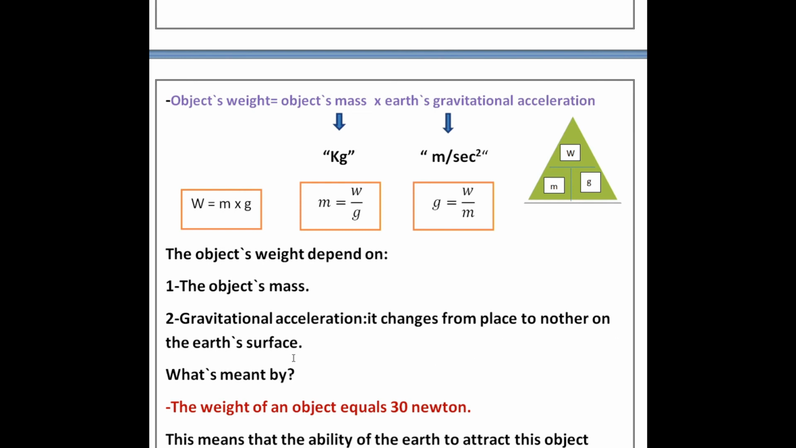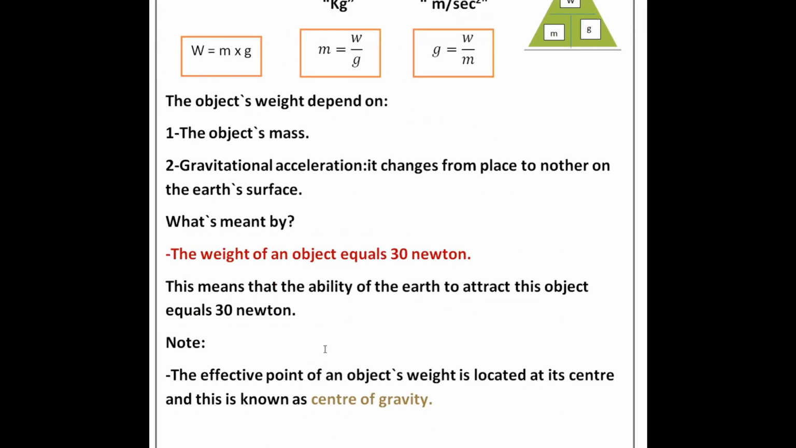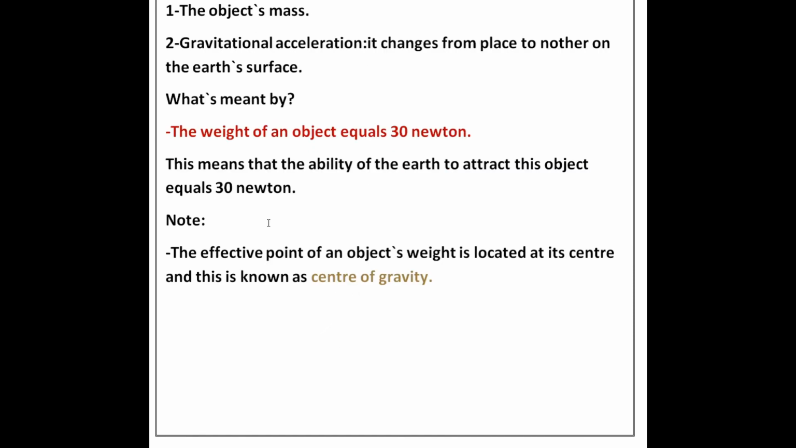Let's go to a question. What is meant by: the weight of an object equals 30 Newton? I know how to start this question: this means that. What is the definition of the weight? The ability of the Earth to attract this object equals 30 Newton.